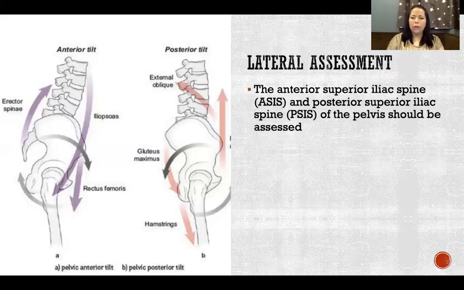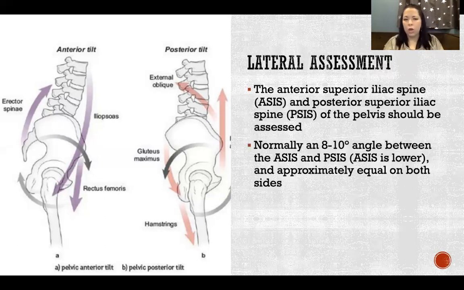So also in the lateral assessment, we're looking at the pelvis, so the ASIS and the PSIS. We need to see their position relative to one another. So in the lateral position, you can palpate the ASIS and the PSIS and see where they are compared to one another. In a normal posture, there should be about an 8 to 10 degree angle between the ASIS and the PSIS, where the ASIS is lower.